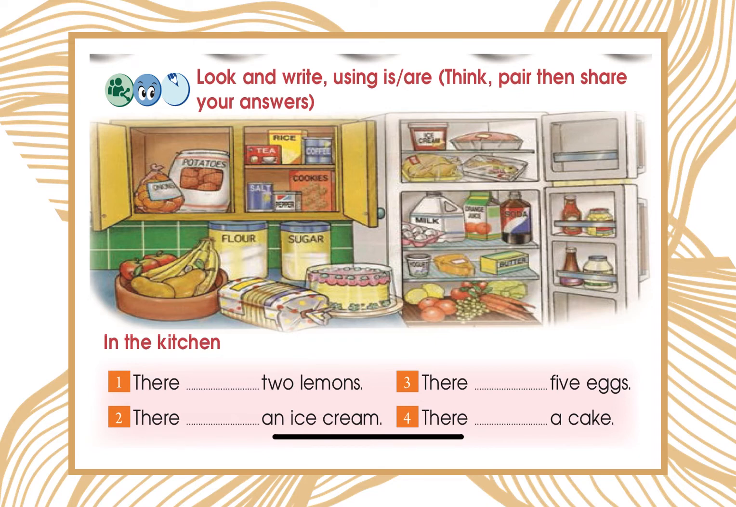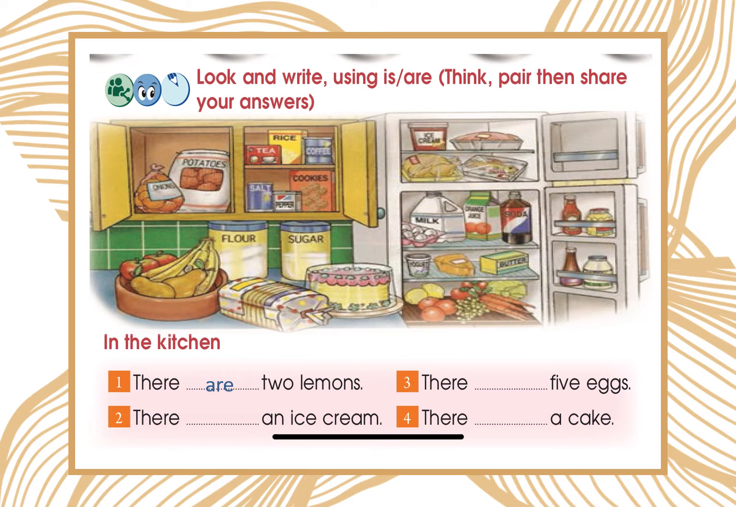Here we have a picture of a kitchen with different items inside the fridge, on the table, and inside the freezer. So you will check now how to deal with these things. If you look at sentence number 1, there are 2 lemons. So they give me the number already, so that's why we are going to use here there are. There are 2 lemons.